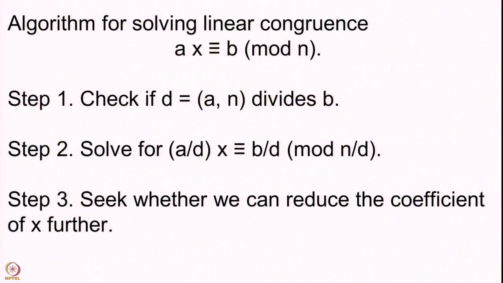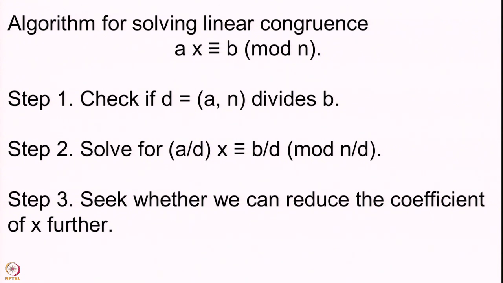Ultimately, what we want to do is to cancel this coefficient of x, make it 1. That is what we would want to do. So, if you have an equation where the coefficient of x is 1, it would read like x congruent to B mod n, and then that is the solution that we have. So, that is where we are going. We are trying to reduce the coefficient of x. That is why we have divided by D throughout. And now the third step is to seek whether we can reduce the coefficient of x further.